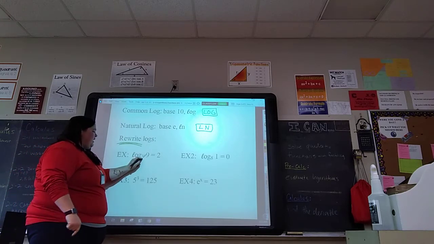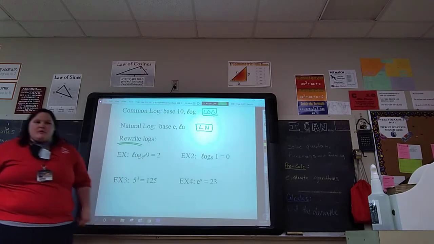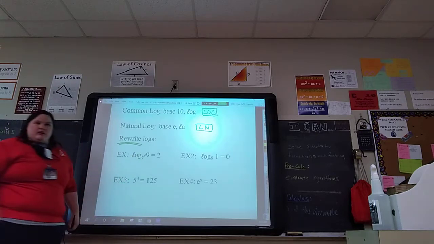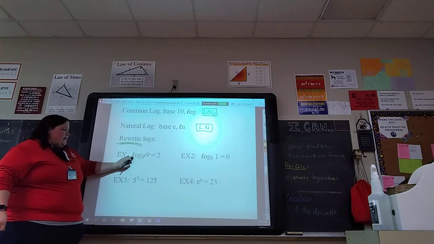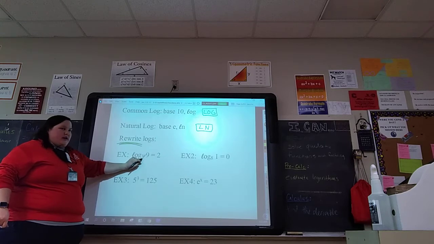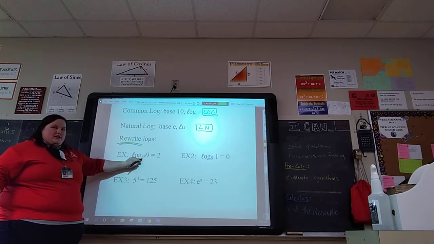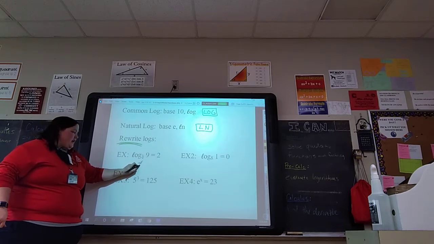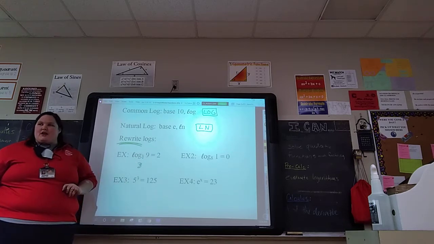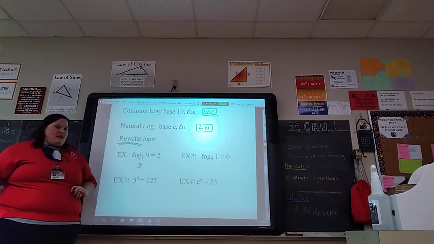The way we do that, we always start with the little number, and we're going to get rid of the log. So the log is going to go away when we rewrite it. The little 3, everyone watching, listening, pay attention: the little 3 next to the log is going to become our big 3. That's going to become the base for the exponential part of it. Everyone with me?